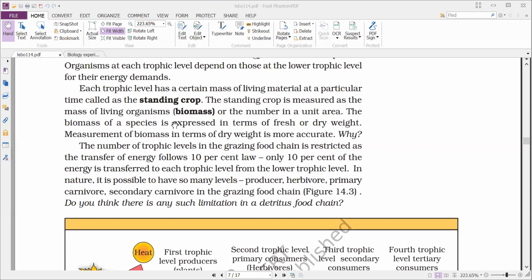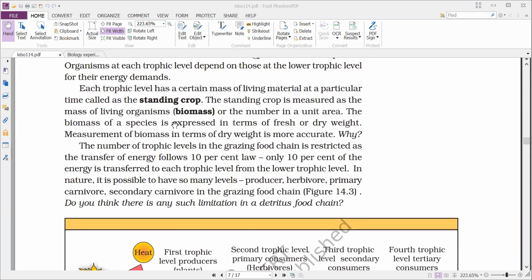So in each trophic level, we'll find a certain amount of energy. Each trophic level has a certain mass of living organisms at a particular time, called the standing crop. Remember this very clearly. Standing crop, very, very important. It is regularly asked in the NEET examination. Standing crop, standing state. We'll come across that later.